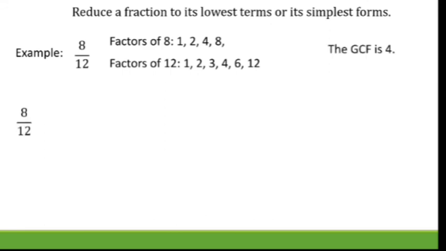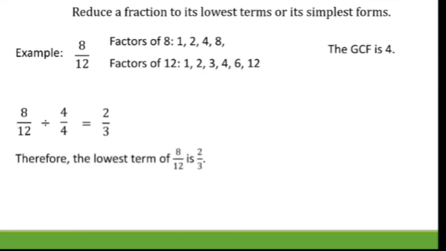So, ngayon, divide natin si 8 over 12 or simplify na natin through dividing both sides by 4. So, 8 divided by 4 is equal to 2. Then, 12 divided by 4 is equal to 3. Therefore, the lowest term of 8 over 12 is 2/3 or 2 over 3.